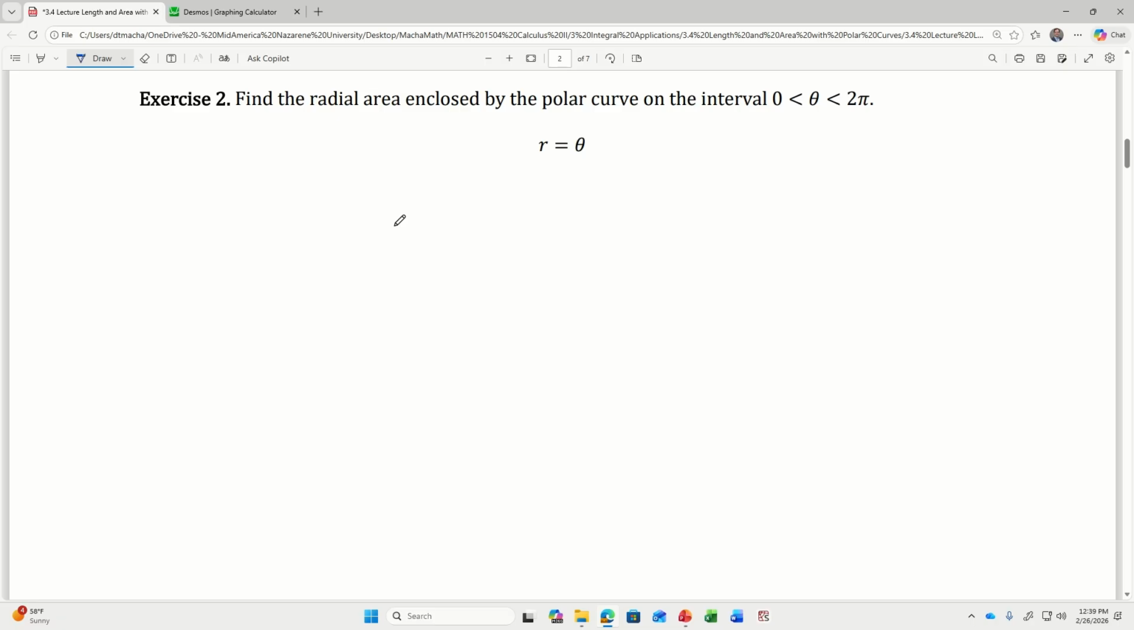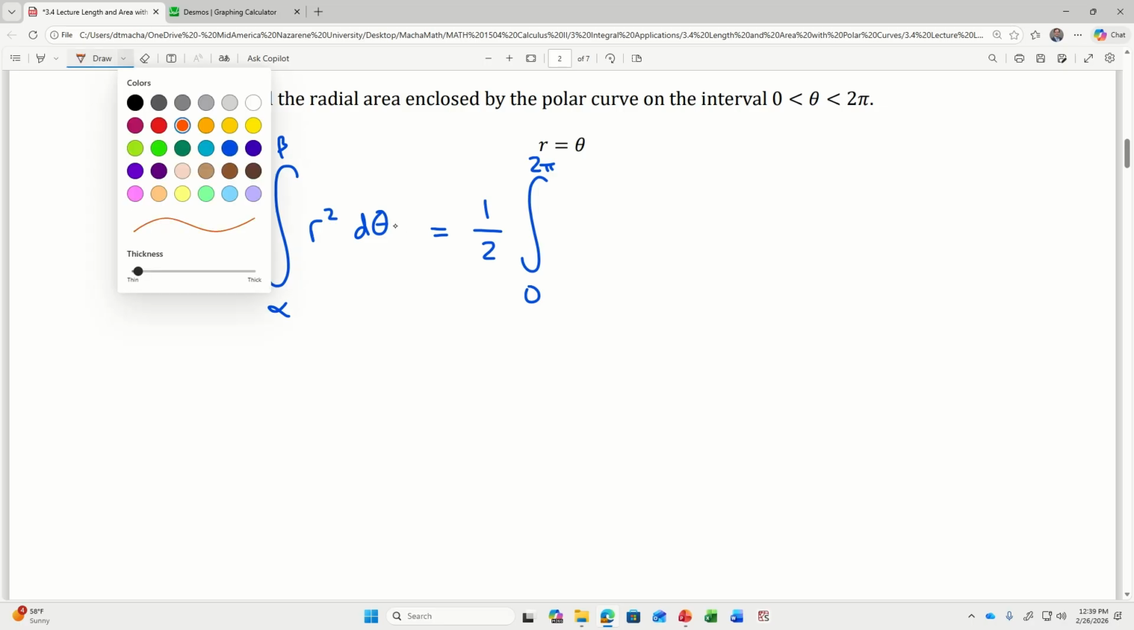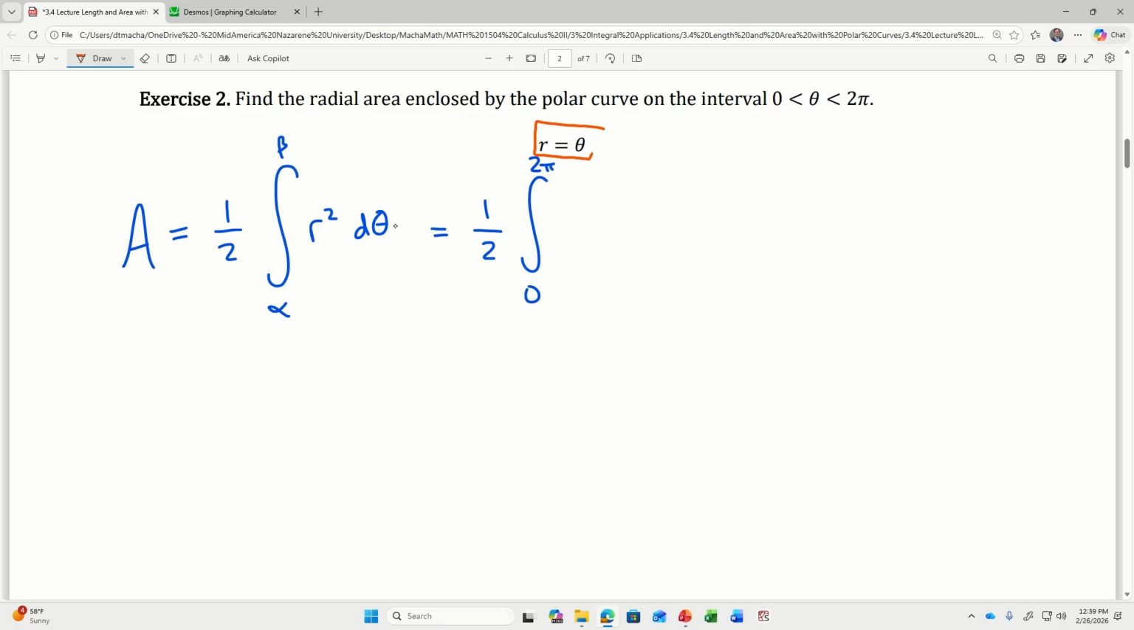And to do this, we're going to use that area formula, which is 1/2 integral from alpha to beta of r squared d theta. And in this particular case, that's going to be 1/2 integral, what's my lower bound and upper bound? 0 and 2 pi. And if my curve is described by r equals theta, then how should I write my integrand? As theta squared.